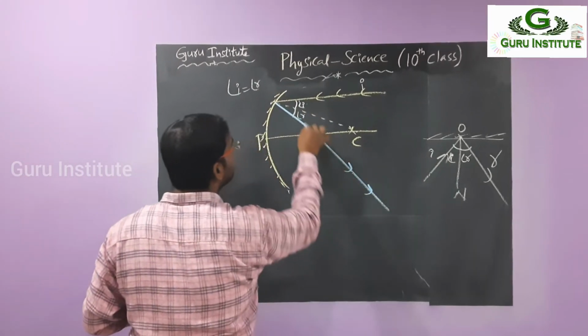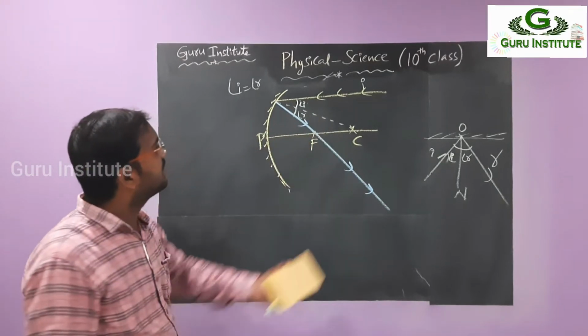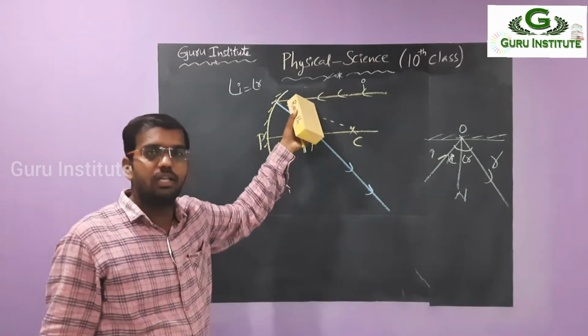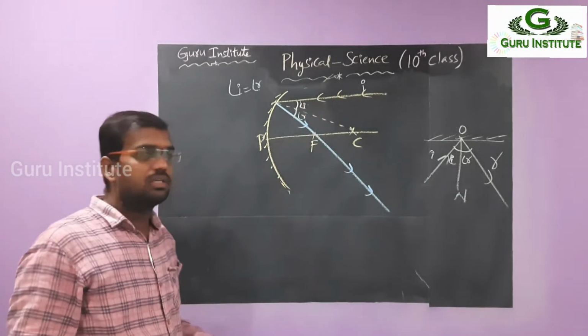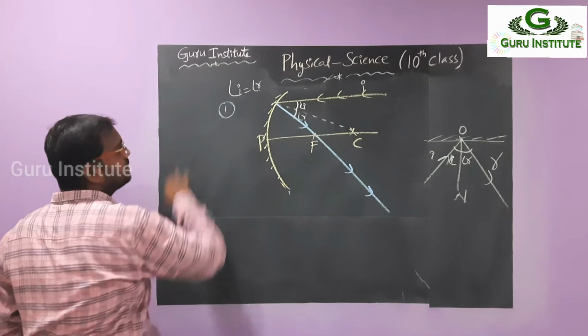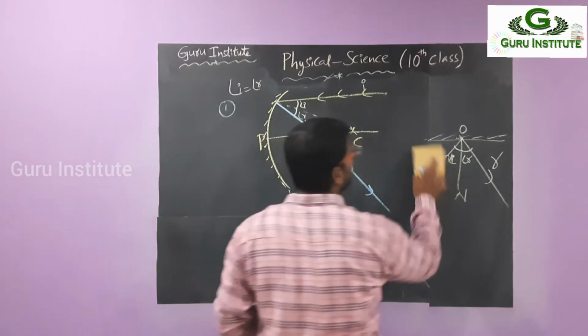So what do you observe from this? Whenever incident light falls on the mirror parallel to the principal axis, it passes through the focus. That is the first case. Coming to the second one, we have to write it like this.